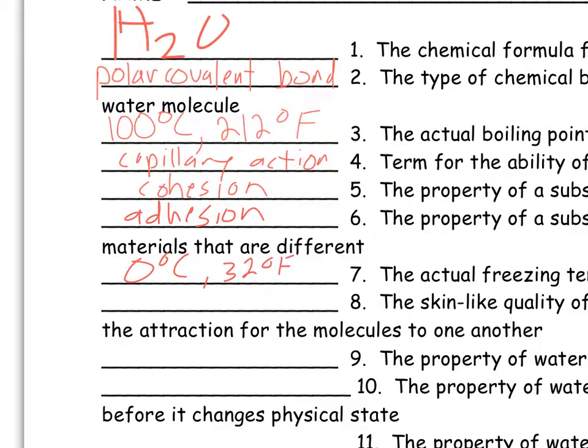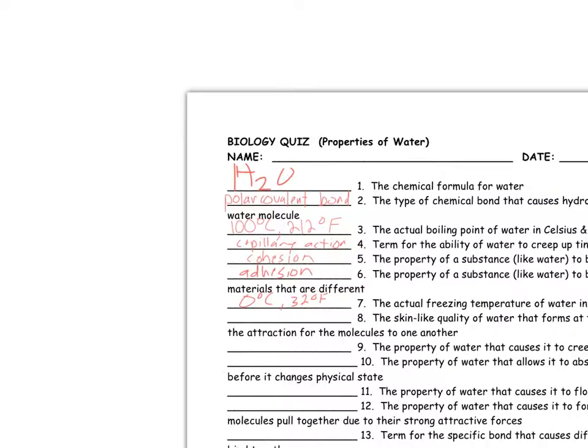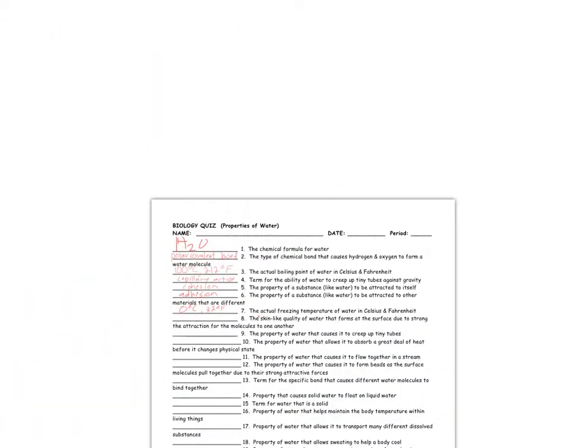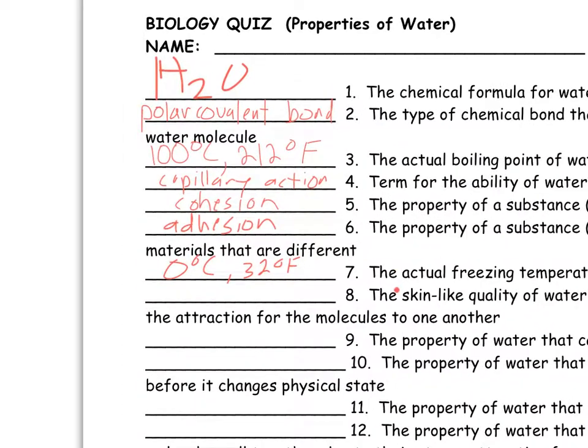8, the skin-like quality of water that causes like a film. It's called what? Surface tension. What's the property that causes surface tension? Cohesion, I think. Yeah, it's cohesion. Surface tension is the property. Cohesion is what causes it.